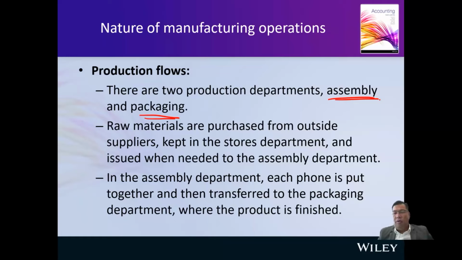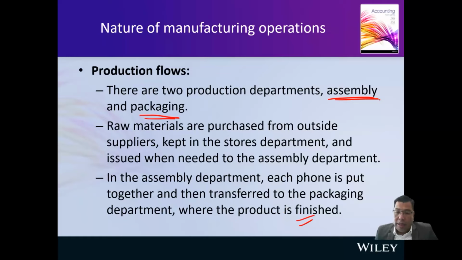Normally a factory doesn't buy stock on a daily basis. Maybe they have their own system. They buy the raw material weekly or monthly, and then whenever they need it, they take the goods and bring them to the assembly or the factory. In the assembly department, for example, each phone or product is put together and then transferred to the packaging department where the product is finished.